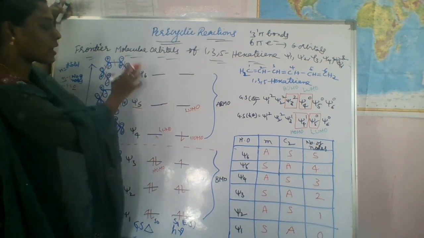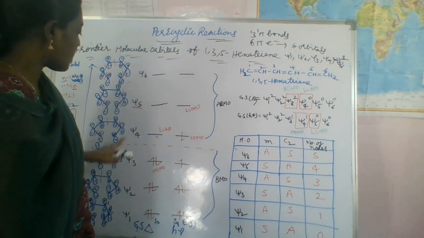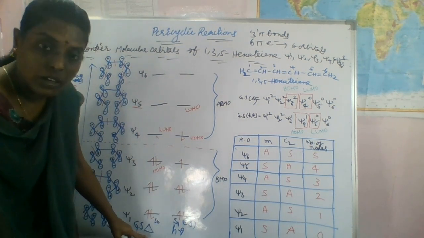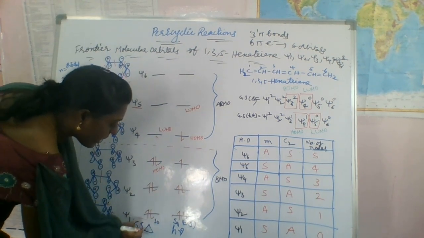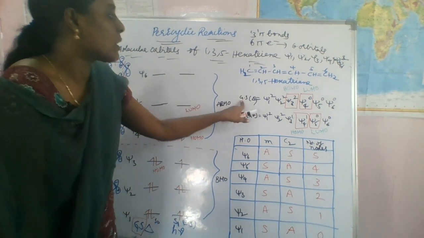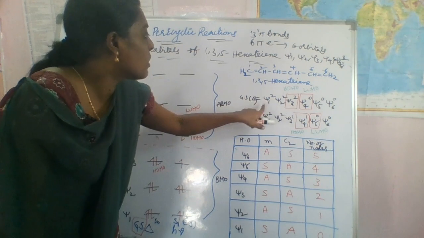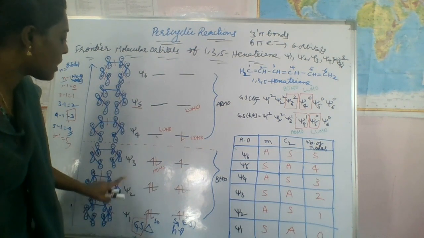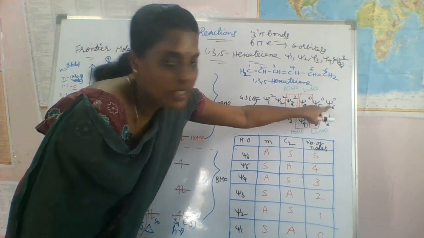When you have an idea about these orbitals, these are psi 1, psi 2, psi 3, psi 4, psi 5 and psi 6. I hope you are able to see this one. This is the ground state, GS, under thermal conditions. What is the electron configuration of 1,3,5-hexatriene? See here, 6 orbitals are there, so we have to write psi 1, psi 2, psi 3, psi 4, psi 5, psi 6.